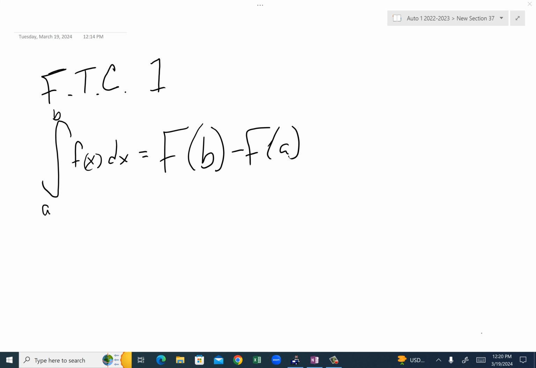So here we go. The fundamental theorem of calculus, part 1. Notice there will be a part 2. That's next time we meet.